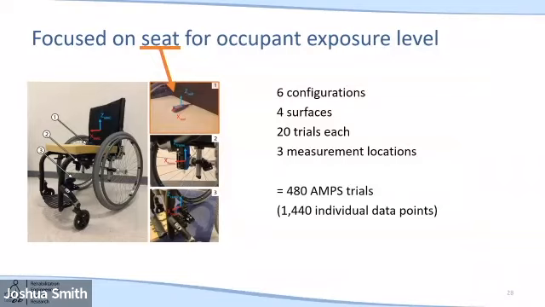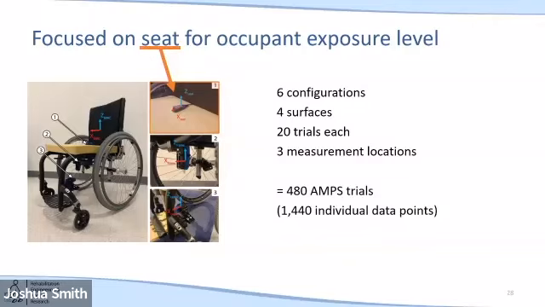So to put this in perspective, we had 6 different configurations, 4 different surfaces. We took 20 trials on each surface. So AMPS was running 20 times on each surface for each chair. And we had 3 different measurement locations. So that's 480 propulsion trials that, say, a human subject would have to consistently propel 480 times. And it resulted in nearly 1,500 vibration files that we had to analyze. It's a lot of data. It took a long time to get through it all.